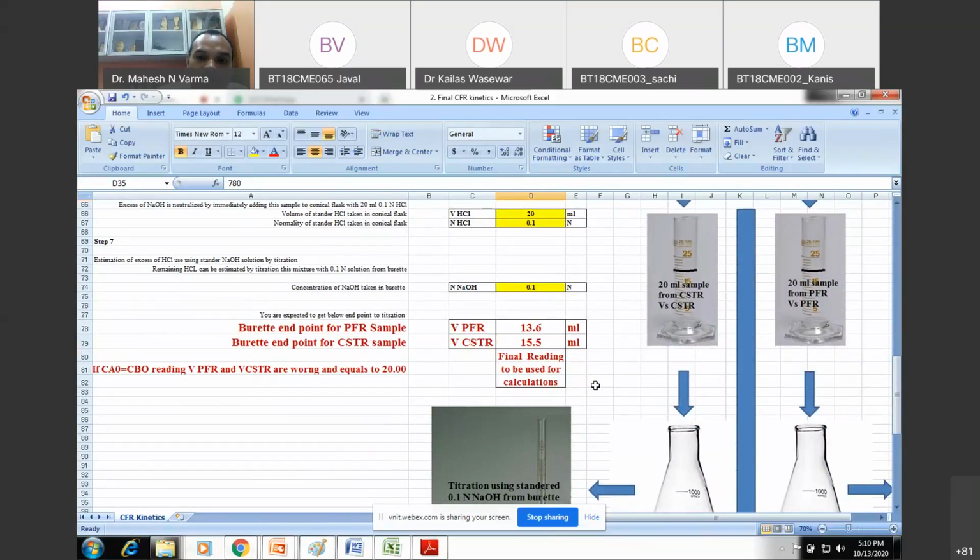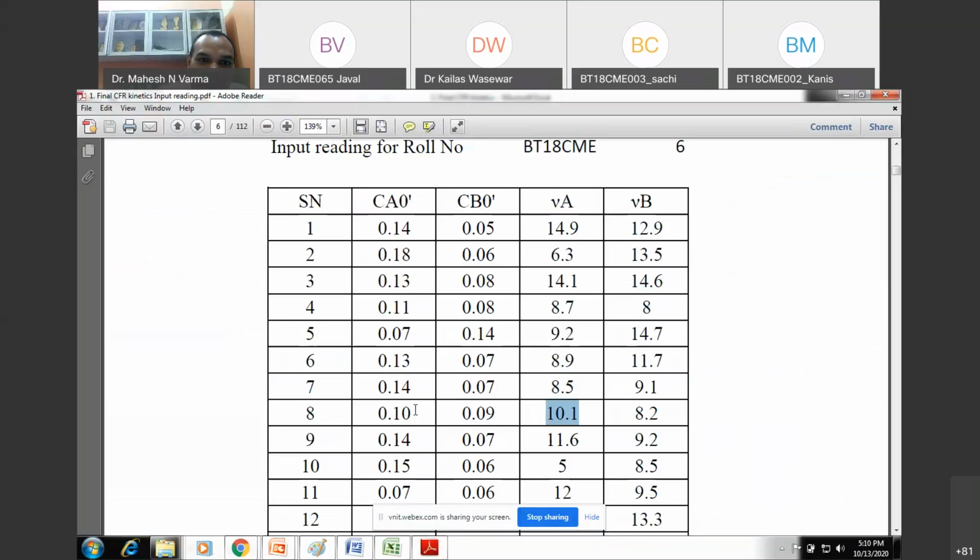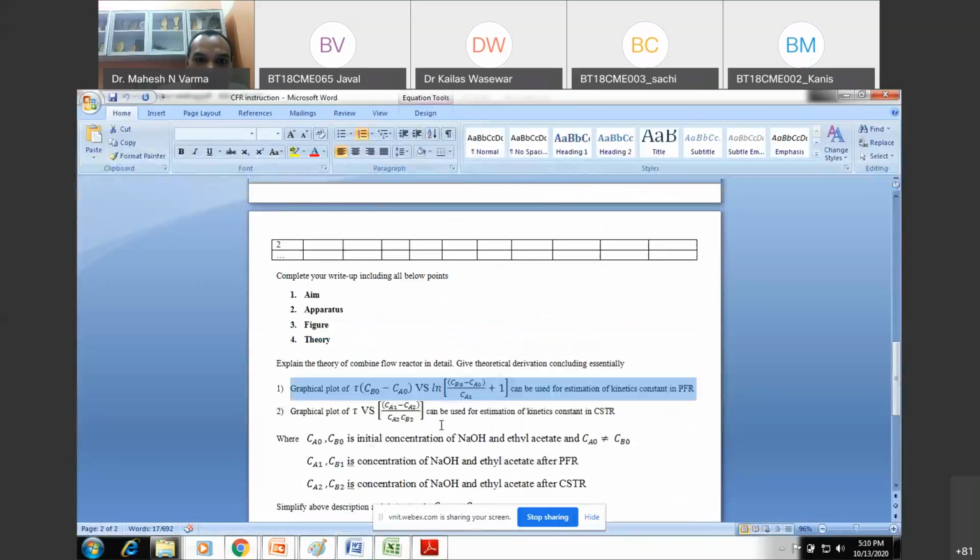And this is the endpoint for which reading? For roll number 6, serial number 8. This is the endpoint. Likewise, you need to get all the endpoints.